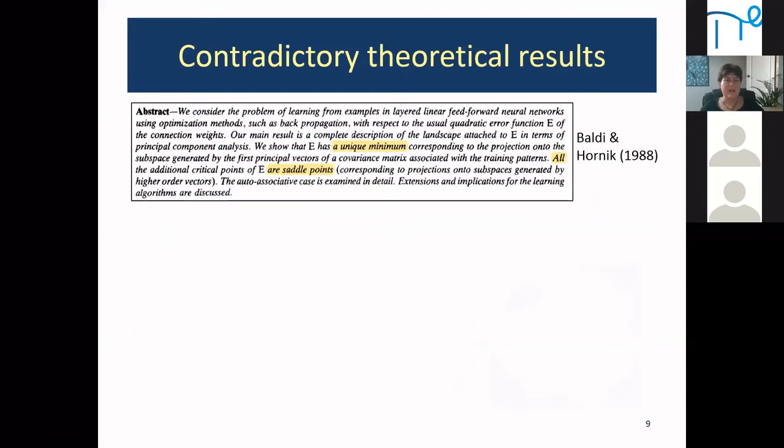Right. So if we go to the theory, because these are analytical gradients, we should be able to theoretically determine the nature of these search spaces, but the results from the theoretical analysis are very contradictory. Here's one study in 1988 by Baldi and Hornik. They looked at a layered linear feedforward neural network, and the conclusion was that it has a unique minimum. In other words, there are no local optima. There's only one global optimum, so it's like a big bowl shape. But all of the other critical points are saddle points.